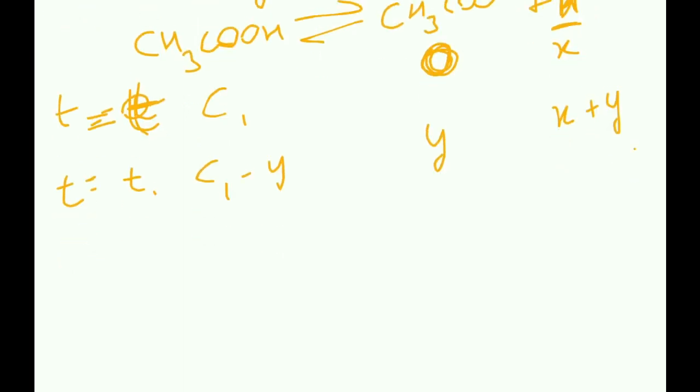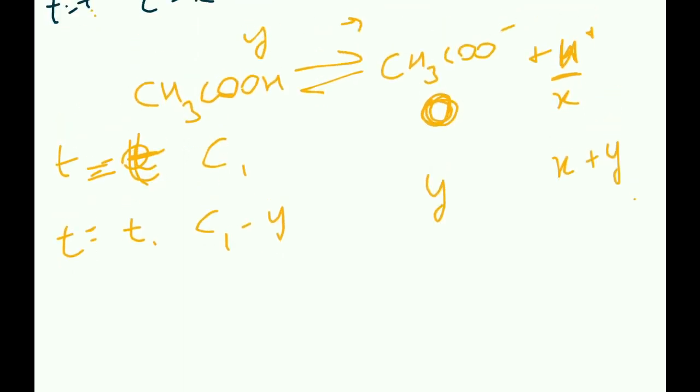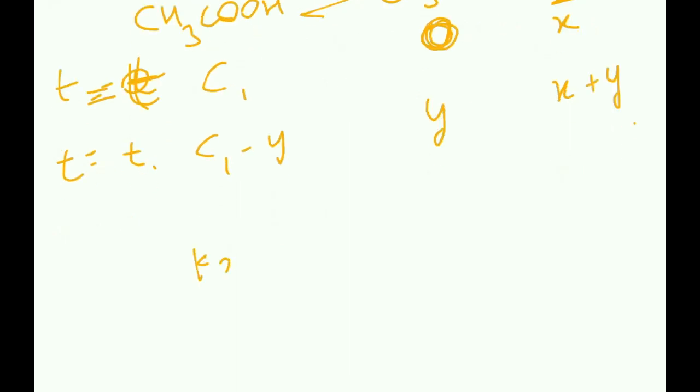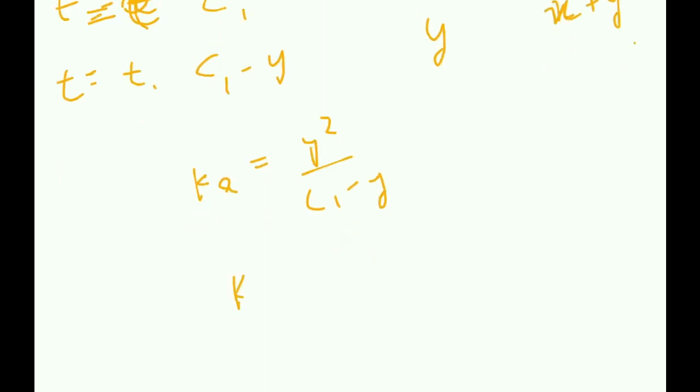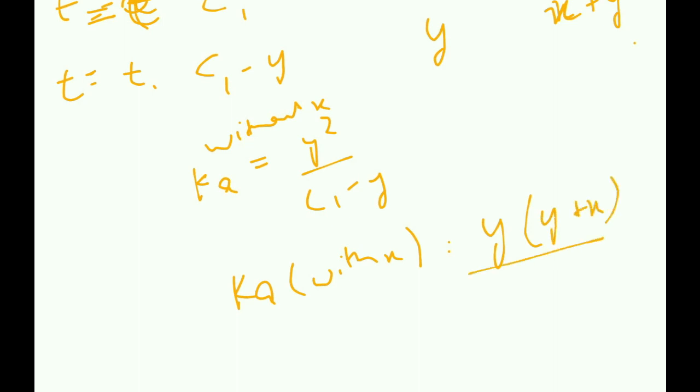So as you can see, usually the equilibrium constant would be the Ka if there were no common ions. Imagine there was no X. What would my Ka be? It would be Y squared by C1 minus Y, right? But now I've put in an X, an initial concentration. So what's my new Ka? This was without X. Now this is with X. I'll get Y into Y plus X by C1 minus Y.